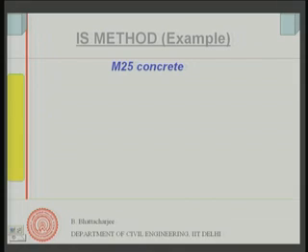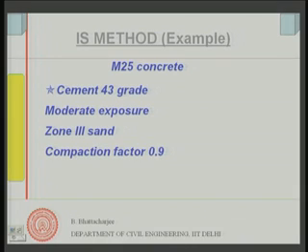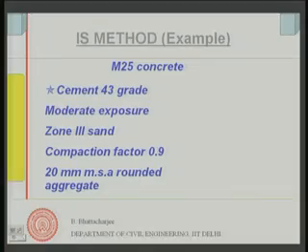Now, let us consider M25 grade of concrete, and we use a 43 grade cement, let us say, and also we assume that it is in moderate exposure. I have zone 3 sand that is available locally, and that is what I am using. Compaction factor is 0.9 that I require. We have discussed how we arrive at these values from our requirement, from application, methods of placing, etc. So, my required compaction factor is 0.9, and I am going to use 20 mm MSA rounded aggregate, not crushed aggregate.